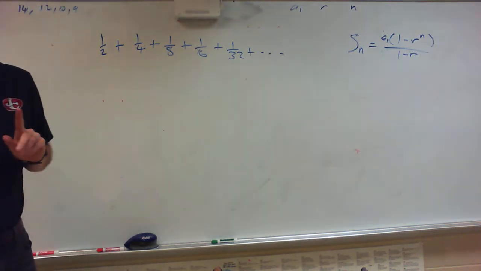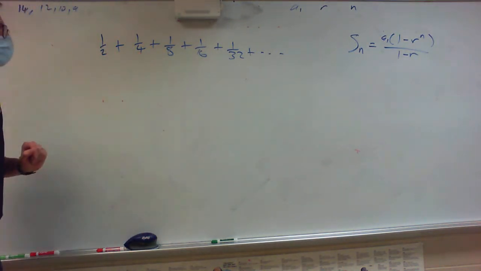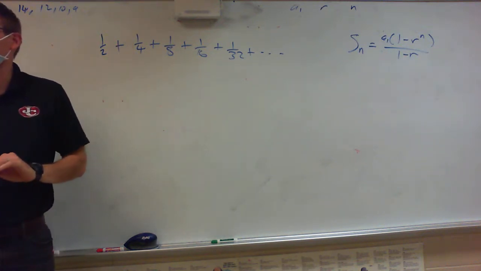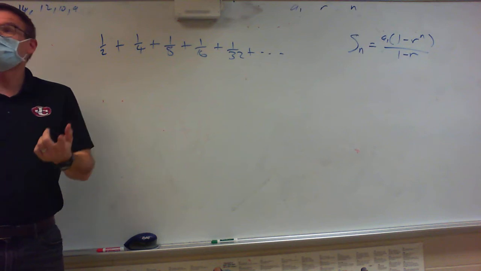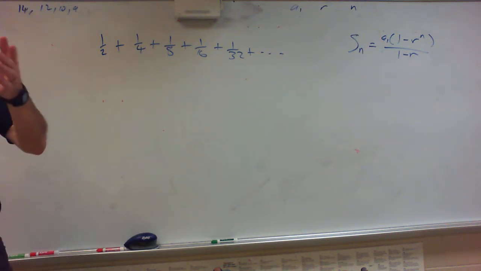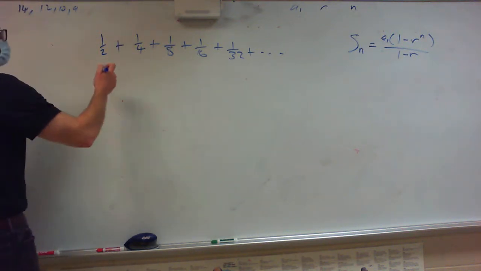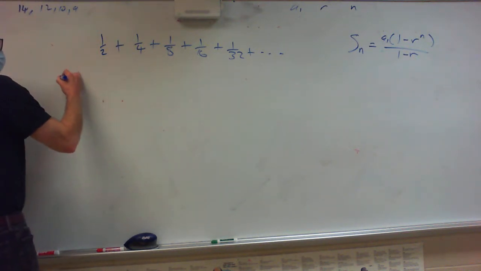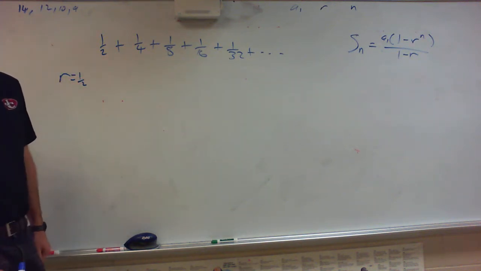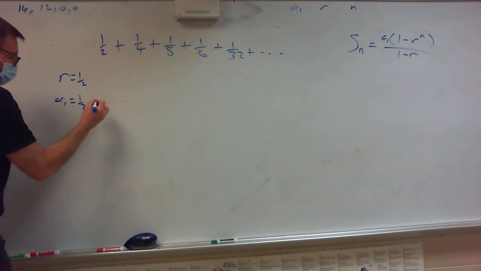So let's pick up where we stopped. First, does everybody recognize that this is a geometric series? If it's a geometric series, what's the common ratio? Is everybody okay that our common ratio is 1/2? All right. So here's our geometric series, and we know that our common ratio is 1/2. What's our first term? 1/2. Okay, so our first term is 1/2.